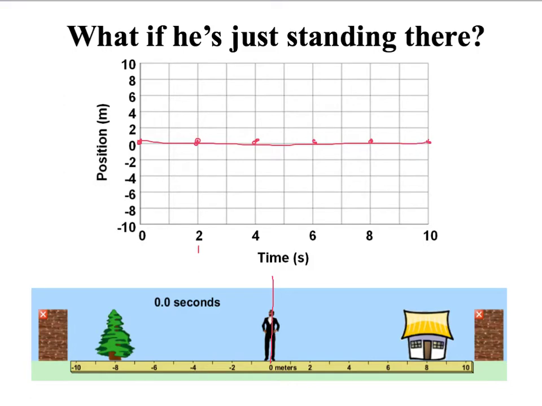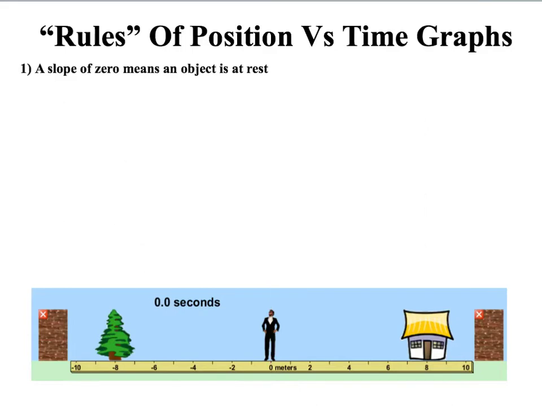Which brings me to our first rule about position versus time graphs. Rule number 1 is that if an object is at rest, the slope of its line on a position versus time graph is going to be 0. What this means is that the line is going to be flat. It's probably worth taking some notes and writing this stuff down. This is probably one of the more difficult concepts, these motion graphs.